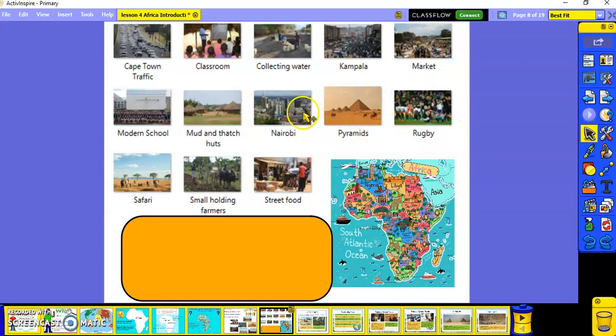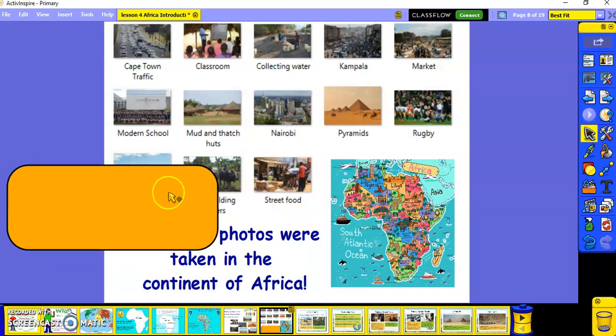We've got the pyramids. We've got Nairobi. We've got mud and thatch huts. We've got a modern school. We've got safari, small holding farmers, and street food. So I wonder how you all sorted them. I'm going to reveal the answers now.